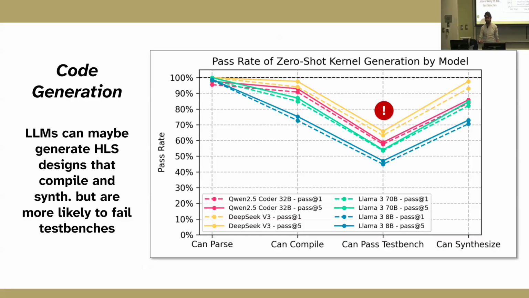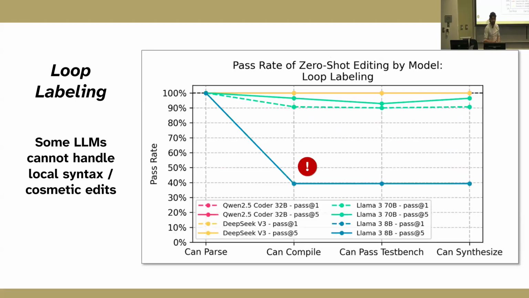So here's the code generation. We just ask it to make this kernel, and it will generate it. You'll see the pass rate for parsing and compiling is kind of high, but we find that a lot of the models generate things that don't pass the test bench. So the LLMs can generate valid, compilable, synthesizable designs, but they're not functionally correct. That's the main thing.